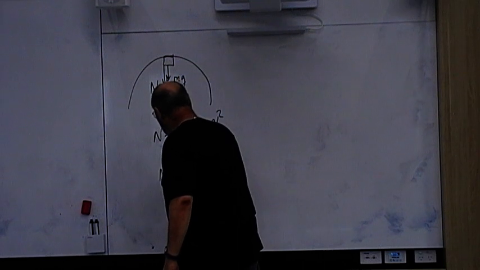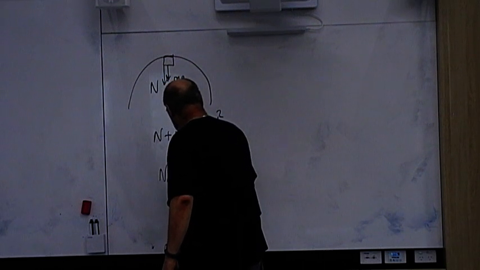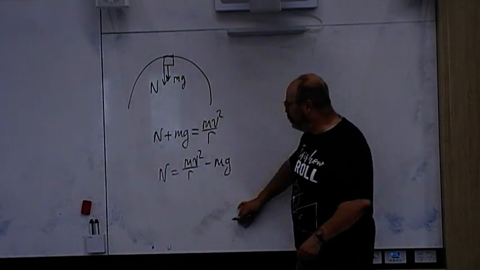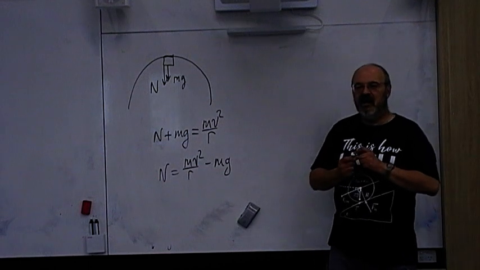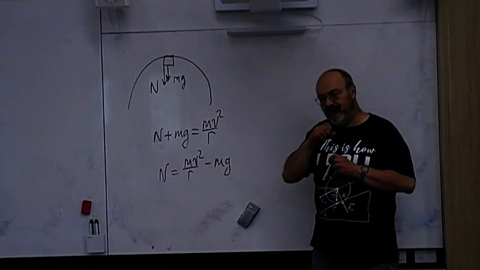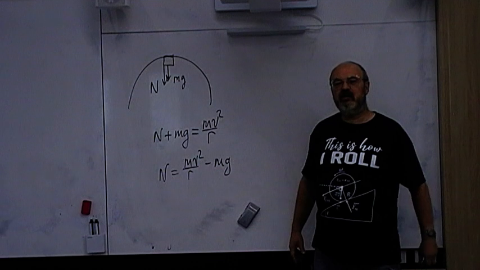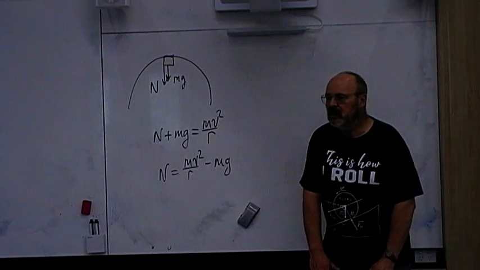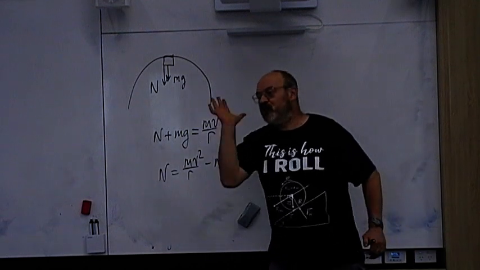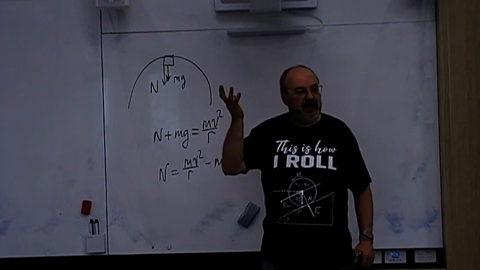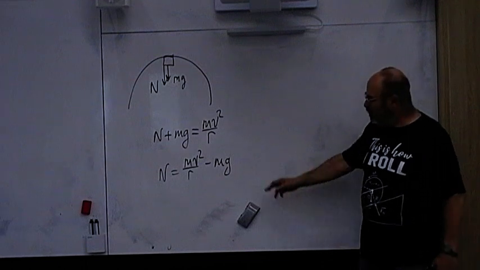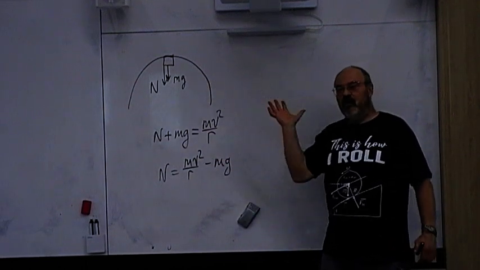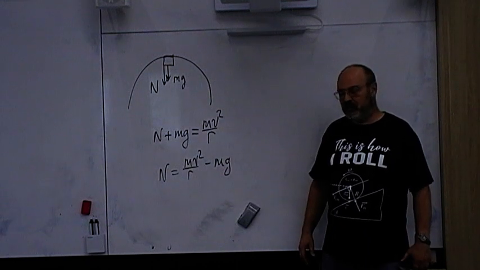So N equals mv squared over r minus mg. In this case, the faster you're moving, the bigger the normal reaction. Now, what does it mean that it has a normal reaction? You're stuck on the surface, because you're pushing on the surface, and it pushes on you. So the faster you're moving, the more you push on the surface.